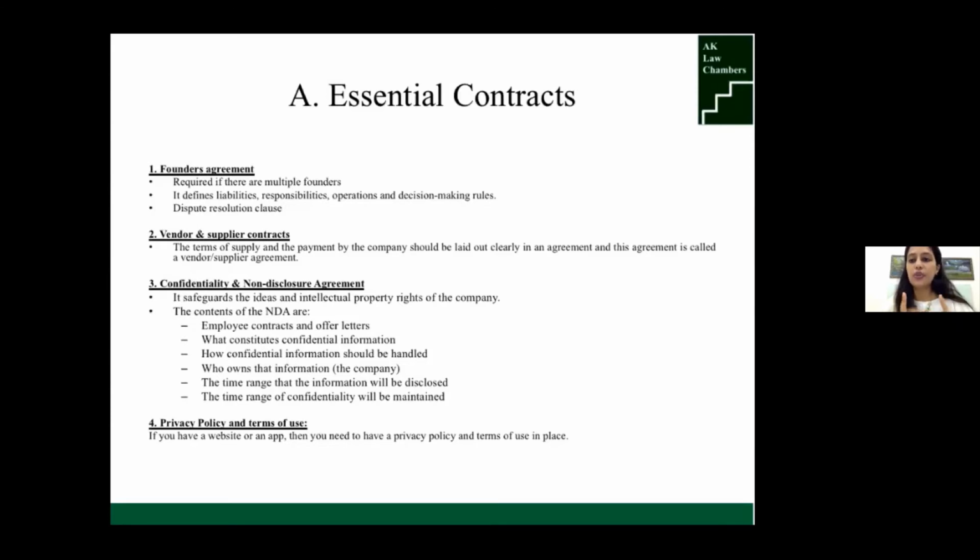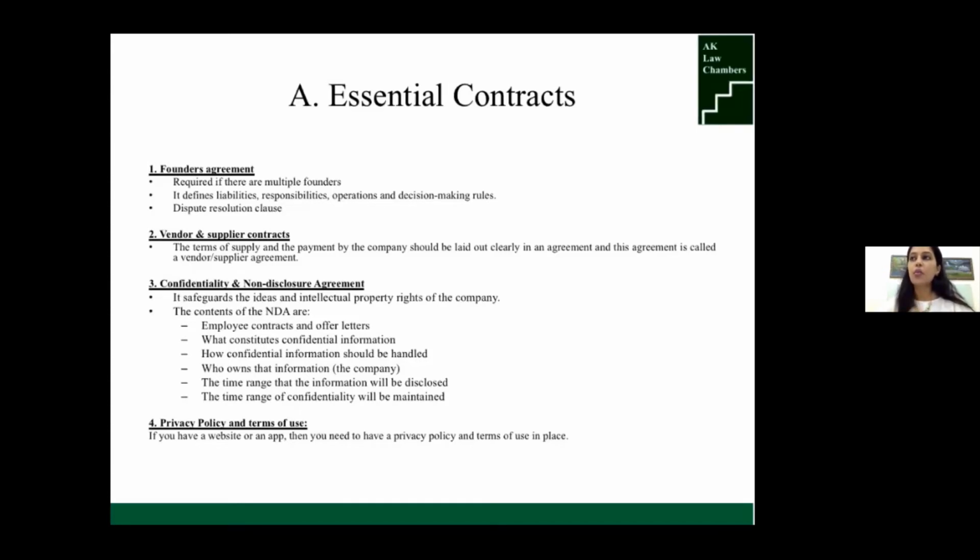Okay, so when you start your business, ensure that these 3 or 4 contracts which I've listed here are definitely in place. Your founders agreement. Second is your vendor and supplier contracts. Now, why is this important? Let me just run you through the typical clauses that are there in a vendor or supplier agreement. Okay, first is what is the scope?